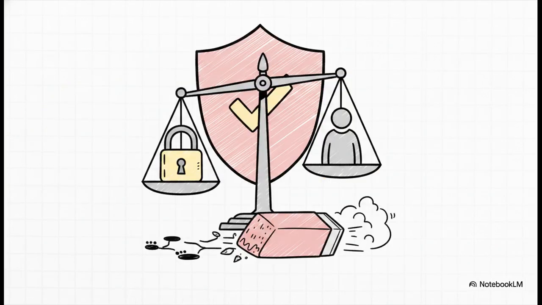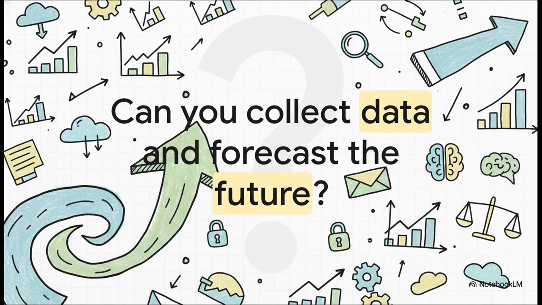Because the stakes are so incredibly high, governments have finally started stepping in. We're seeing strict data privacy laws now, like the GDPR in the European Union, which actually mandate transparent consent. This legally guarantees your right to be forgotten. That means you have the ultimate power to tell a company, hey, erase my personal digital footprint from your servers entirely. Pretty powerful stuff.